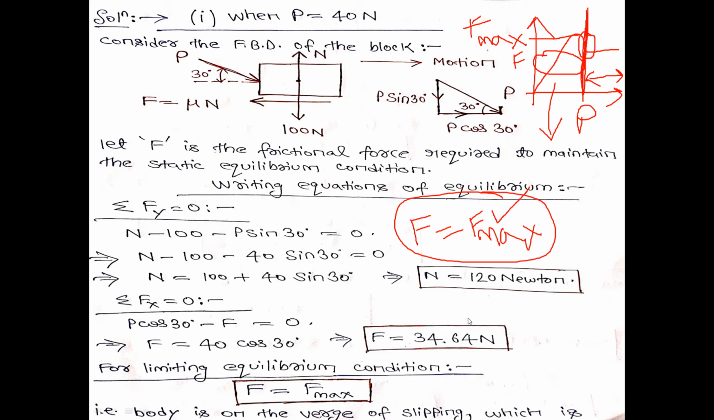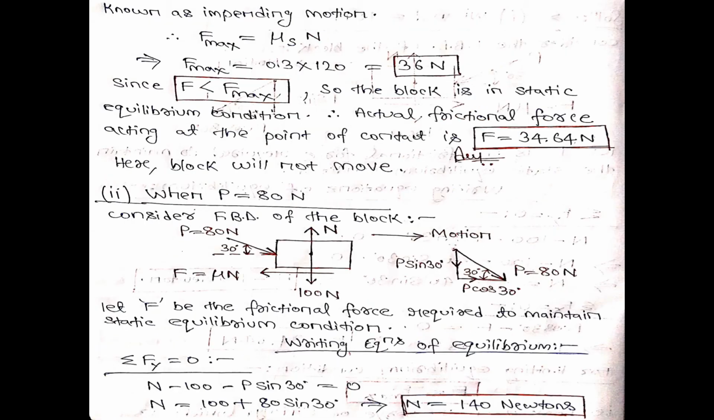So the corrected value of frictional force F is nothing but 34.64 Newton. So this is the first part of the problem.